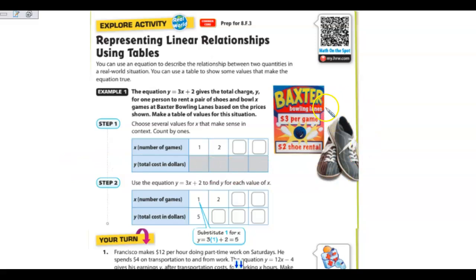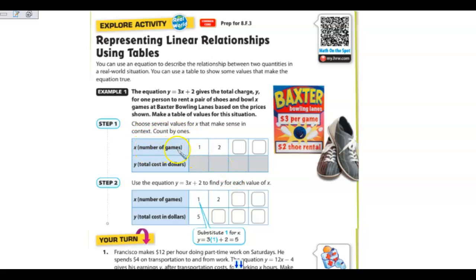And we see over here we have Baxter's Bowling Lanes, and it says it's $3 per game and that the shoe rental is $2. Now remember, when you go to the bowling alley and you're renting the shoes, you're only renting them one time. And then for each additional game, you would have to pay $3. So we're going to choose several values for x that make sense in context. And then they want us to count by ones.